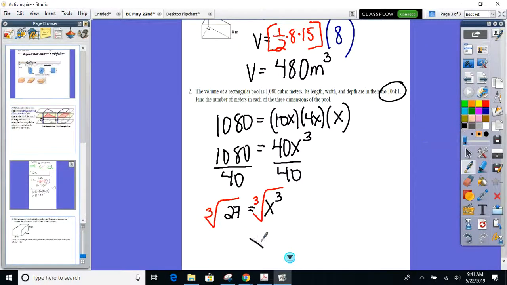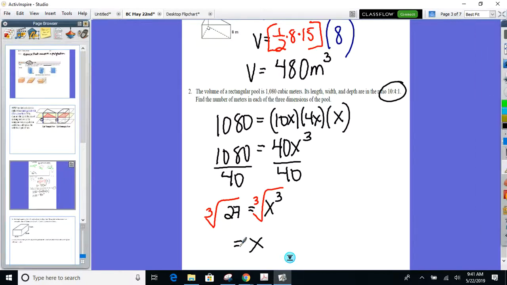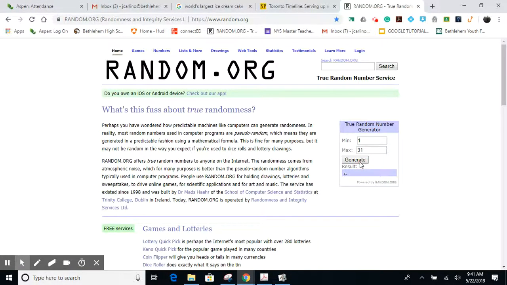And the value of x turns out to be cube root of 27, 3 meters. Yeah, you're darn right we're not done because that's 1 out of 3 dimensions. 3 meters is the depth. How about the height and the width? Or the length? Length will be, we called it 10x.